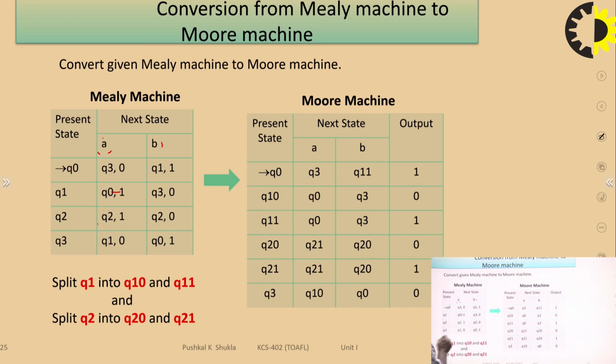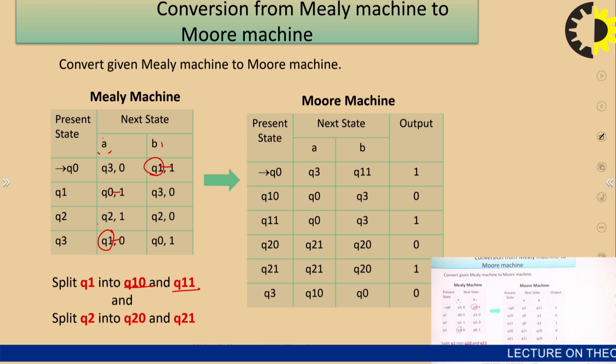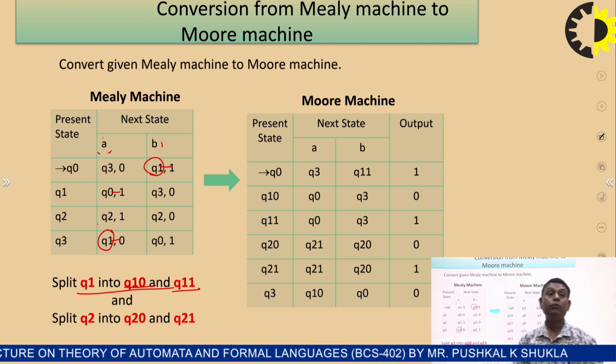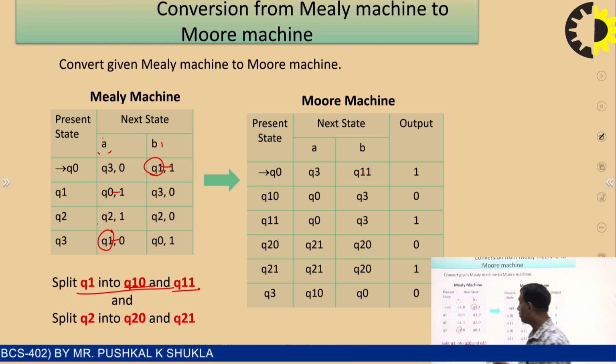So to convert into the Moore machine, we will see that corresponding to Q0, the output is 1. Corresponding to Q1, the outputs are 1 and 0. So corresponding to state Q1, two outputs are there, 0 and 1. So split Q1 into two states, Q1 0 and Q1 1. Because corresponding to Q1 two outputs are associated, 0 and 1, so split into the two states Q1 0 and Q1 1.